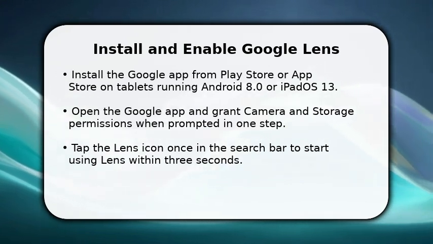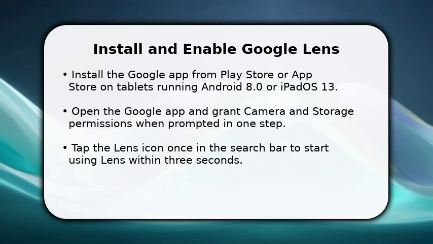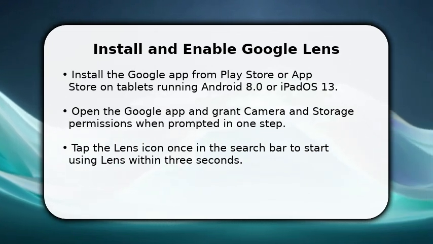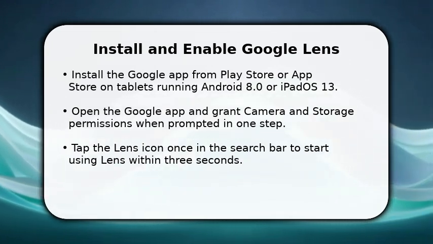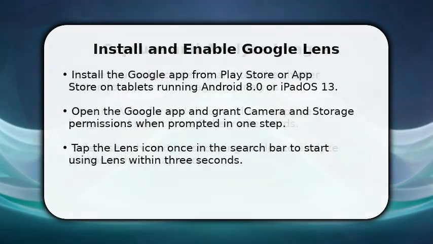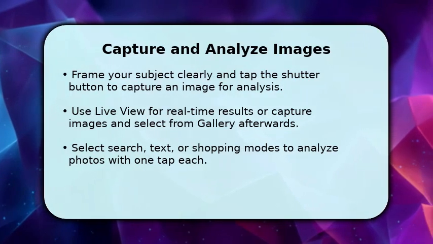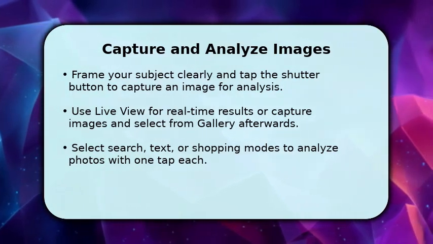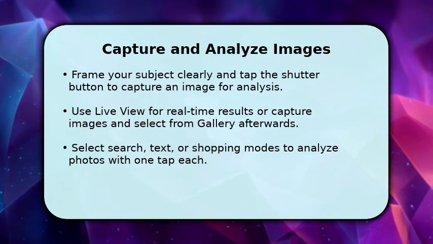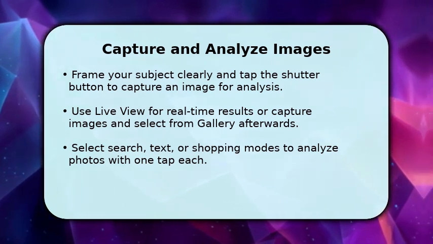Next, locate the Lens icon inside the Google search bar at the top of the app. Tap the Lens icon once and wait roughly 3 seconds for the camera interface to appear. Point the tablet camera at the subject you want analyzed and frame it clearly. Use the on-screen grid and hold the tablet steady before you tap the shutter button.